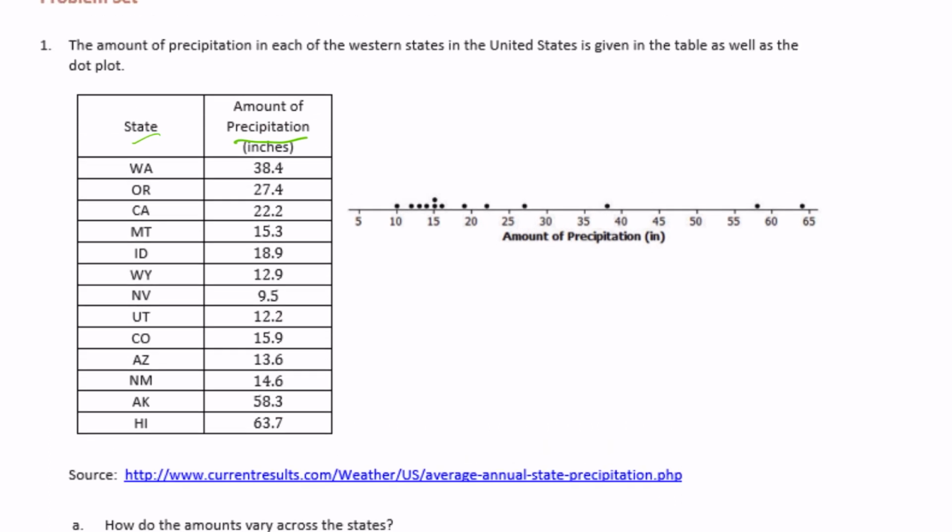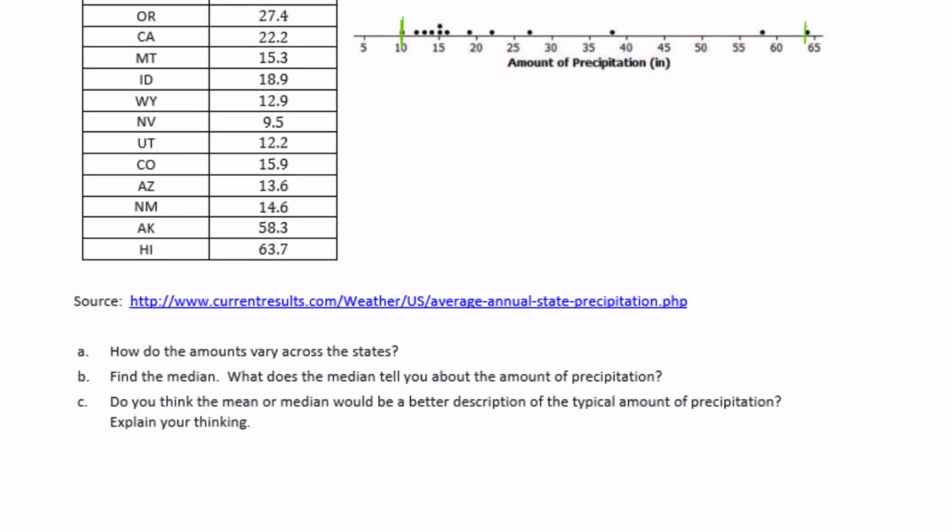So looking at the dot plot, we have anywhere from like 10 inches to all the way up here, that looks like about 64 inches. So they vary greatly depending on where you are. So let's say the spread is large.